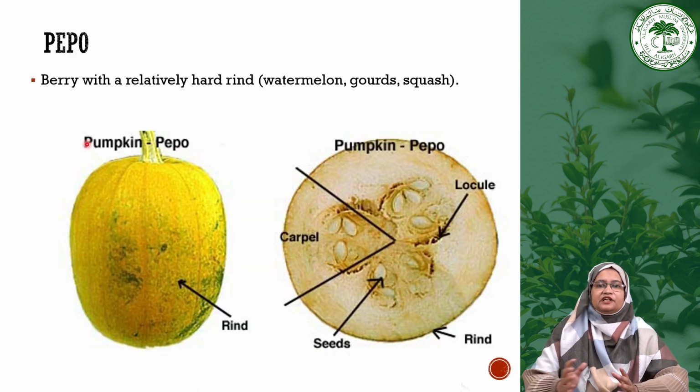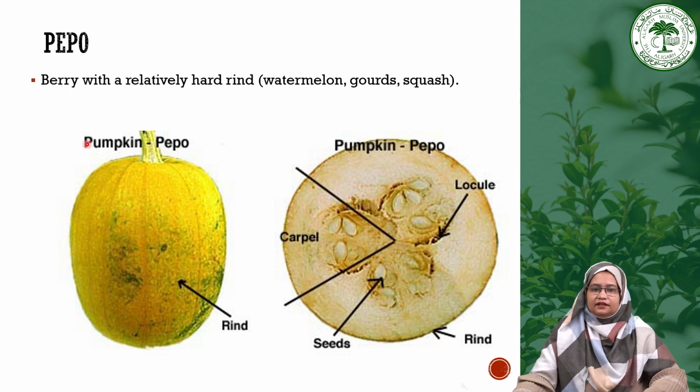Then the next one is the special type of berry, that is the pepo. A berry that has a hard rind is called a pepo. So, as we have seen, the berry which has a thin coating and is juicy inside is called a normal berry, and there are two special types: the Hesperidium, in which the rind is leathery, and the pepo, in which the rind becomes hard, as in watermelon, gourds or squash. In this type of pepo fruit the outer covering becomes hard, and that is called the rind. You can see the locules divided by septa, and these are the seeds.